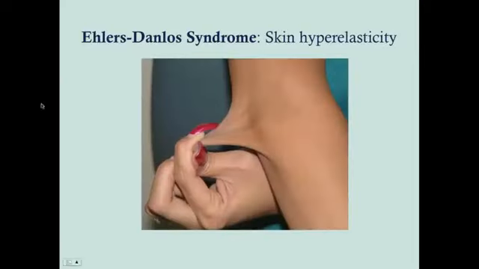Skin hyperelasticity is another thing you'll see in type 1 and 2, classic and hypermobility EDS.